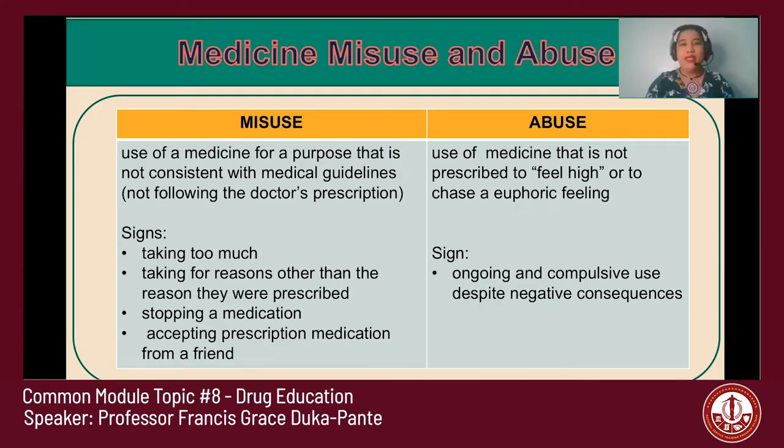While for medicine abuse, you are using a particular medicine to feel high or because you'd like to experience that euphoric feeling. You take those medicines because there is a compulsion for you to use it despite negative consequences. When you do that, you're experiencing medicine abuse.